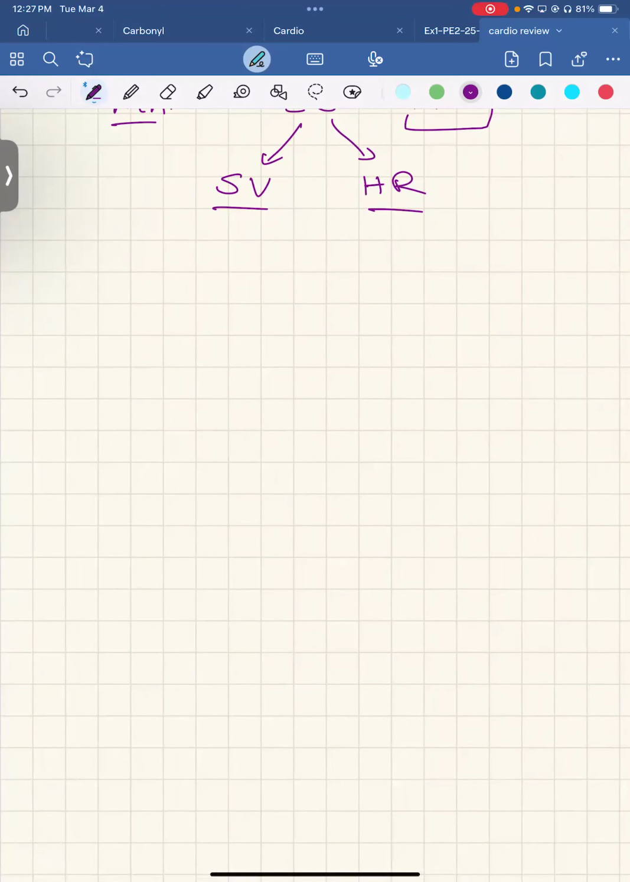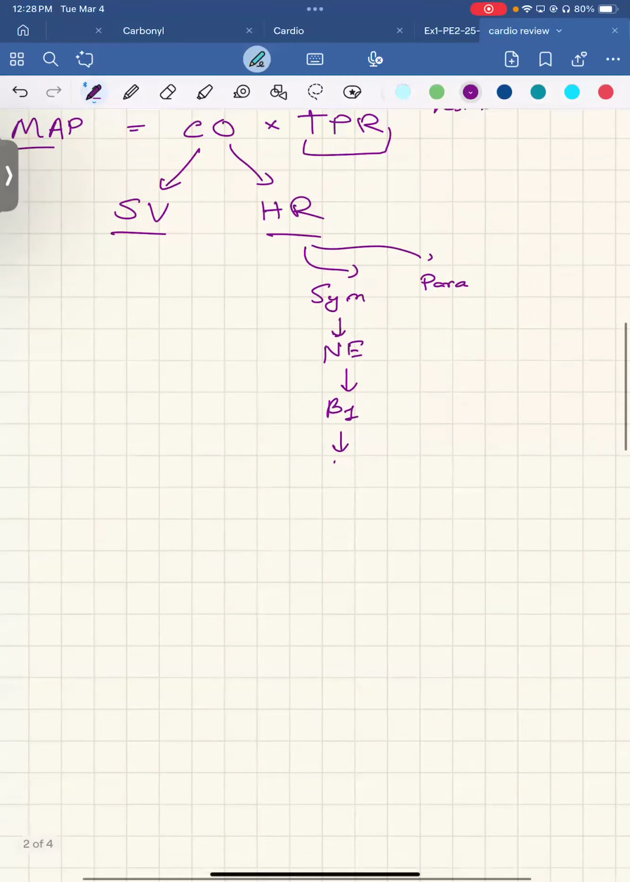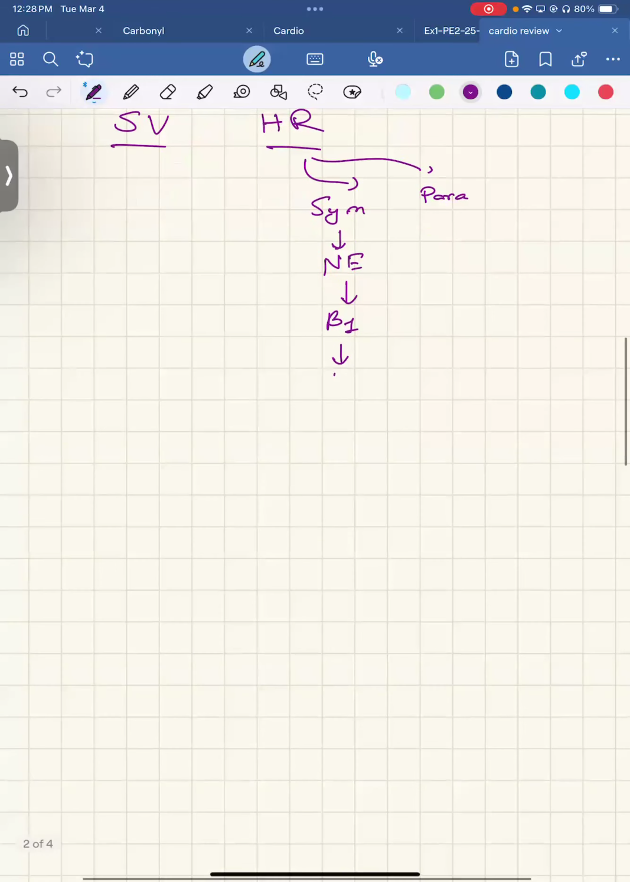The heart rate could be manipulated by both the sympathetic and the parasympathetic systems that we learned before. If you remember, the sympathetic would release norepinephrine onto beta one, of what cells? Sorry, beta one. Beta two is going to come for the TPR thing, we'll talk about that later. But beta one on what cells?